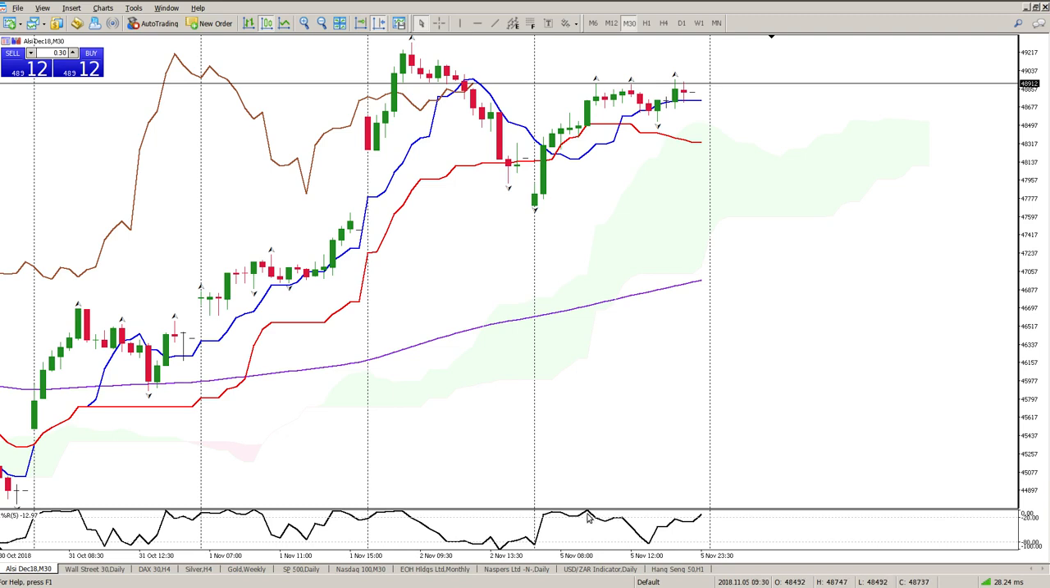And we also have, from here to here, a little bit of divergence, nothing really to write home about. It matches the triple top that we have in place, 1, 2, 3.